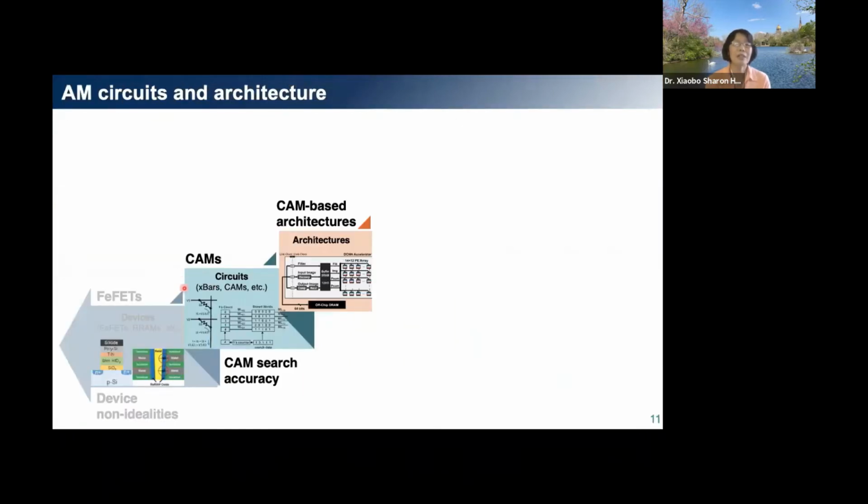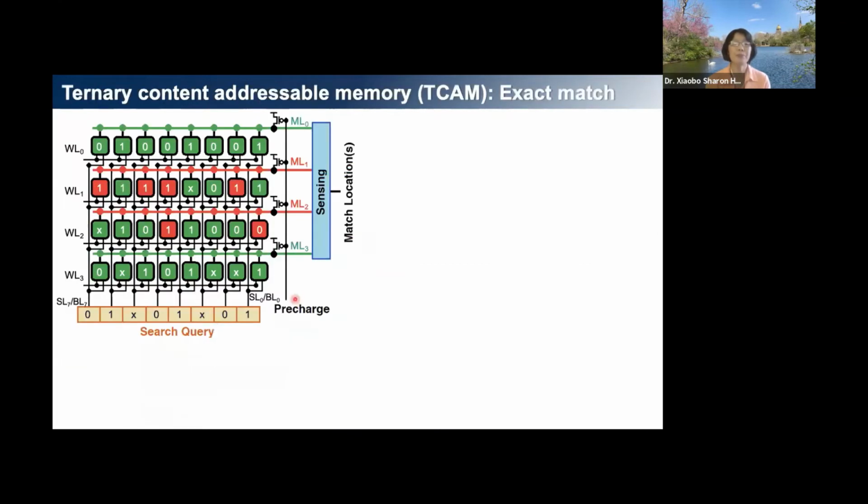Now let's look at how we use these devices at the circuit and architecture level, especially for building content addressable memories. I talked about TCAM before. Here I just show you another way of looking at the TCAM design. For this particular type of TCAM, you see that the rows that have all green ones mean every single cell is a match. Then I'll put that line as a match. So we call this exact match type of TCAMs.